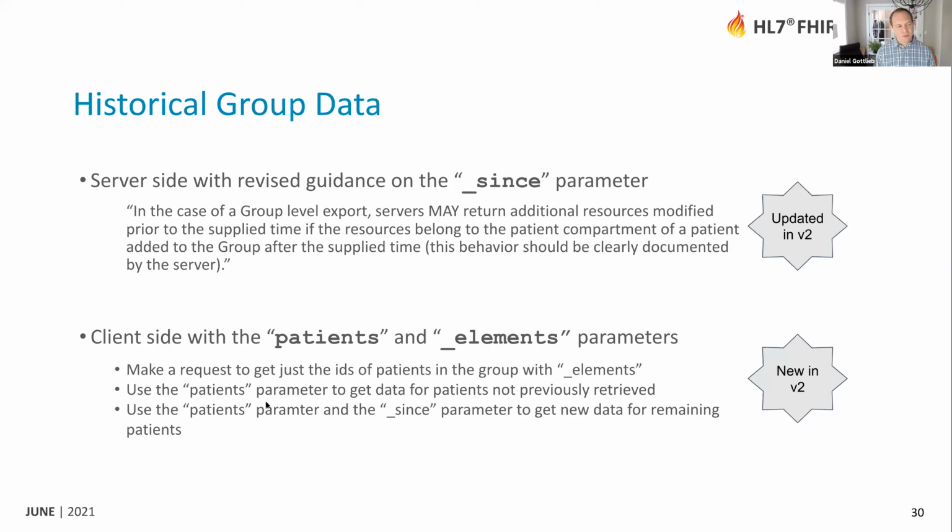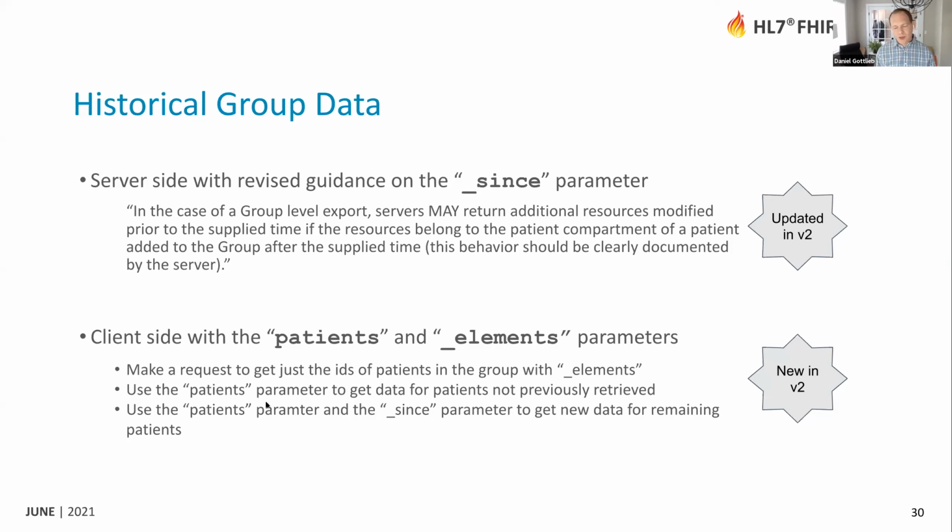So one challenge that people have been experiencing is that if you make a request at the group level for a set of data and you get back your timestamp and then you want to make a request for updated data, that works great for patients who were in the group when you made your initial request. But let's say a patient in the interim has moved into that group. You might not just want to get data from them that has been modified. You might want to get their historical data as well.